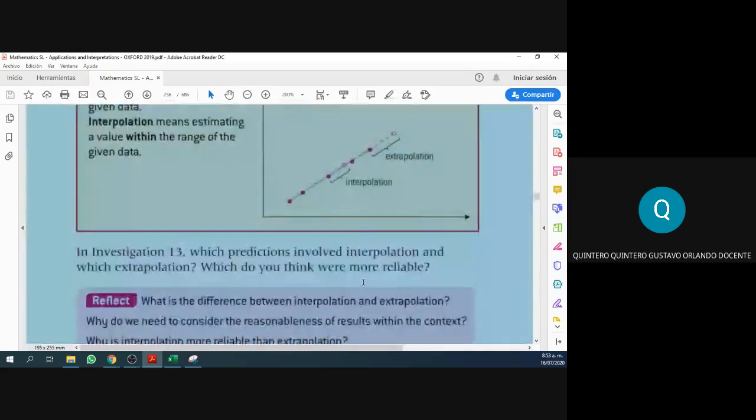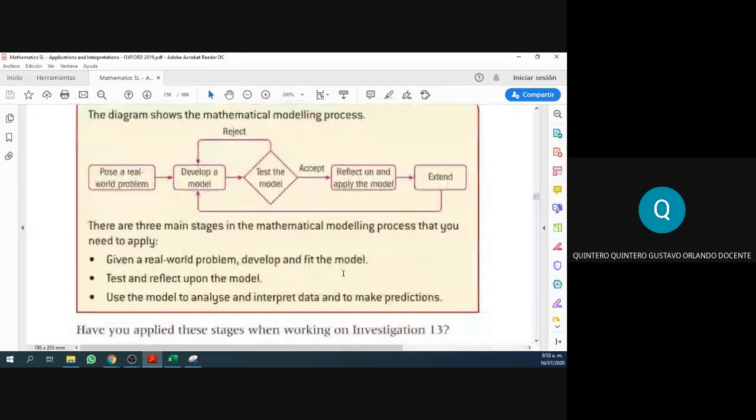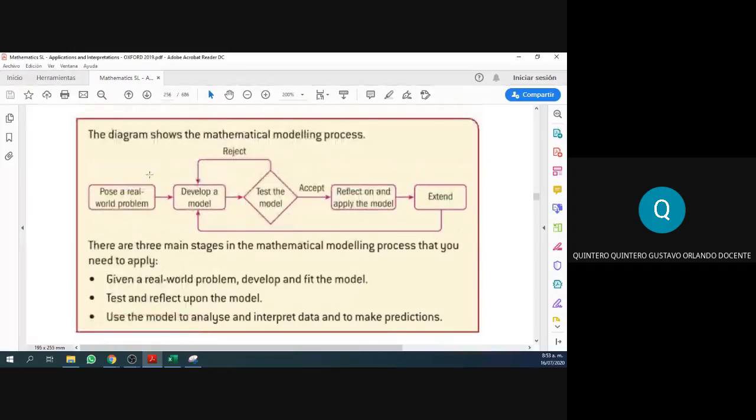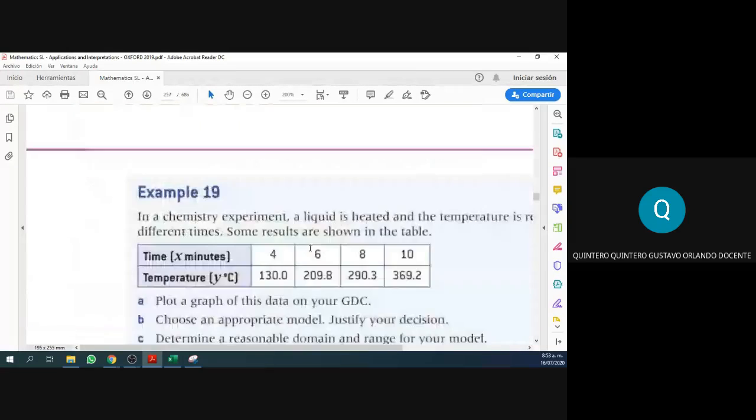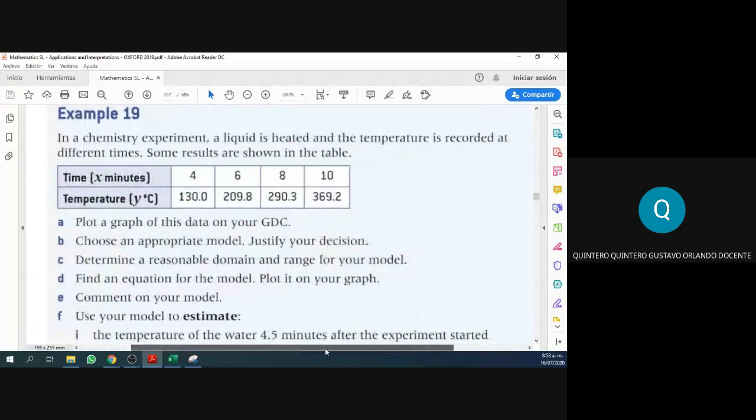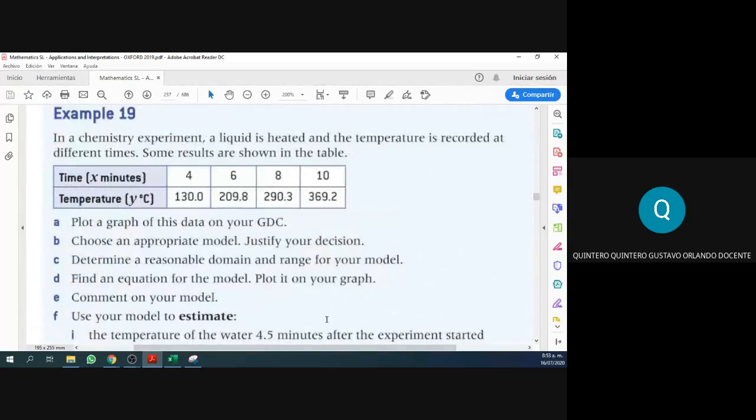Right. Let's take a look at this over here. This is a good diagram. We're going to explain it later, hopefully. Let's take a look at our first example. All right. Beautiful. Let's begin with the first one.